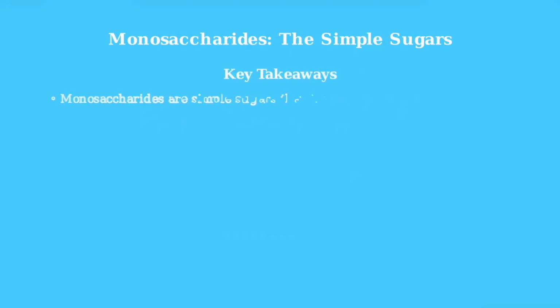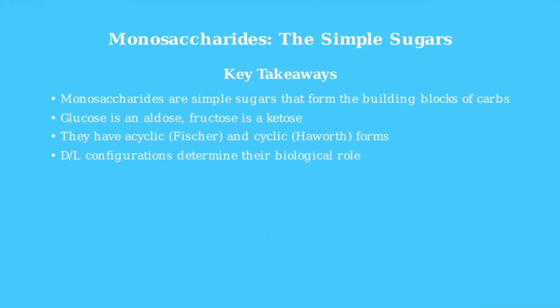To wrap up, remember that monosaccharides are the simple sugars at the heart of all carbohydrates. Glucose has an aldehyde group, fructose has a ketone group. They can be shown in straight chain or ring forms, and their D configuration makes them biologically essential.